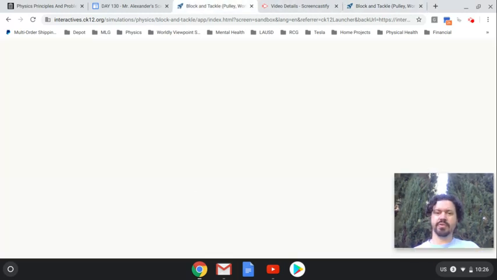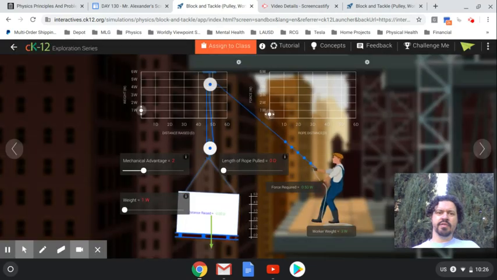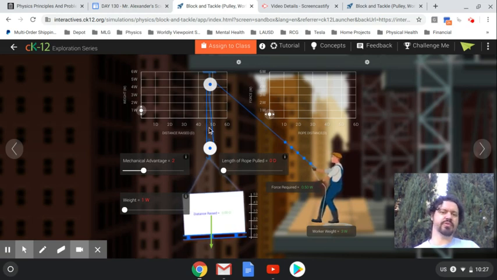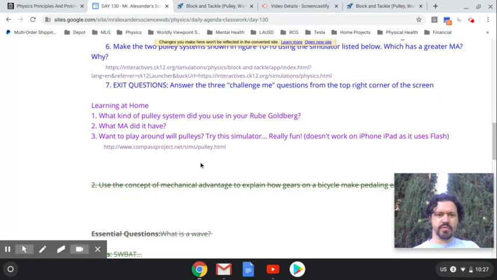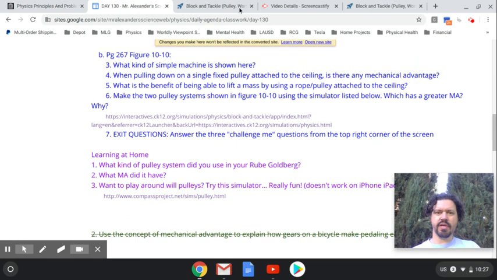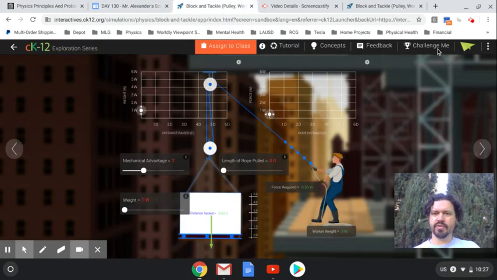Oh, we're going fast. Oh, wrong picture. So here, this has 2 ropes pulling on it, so they both share the load, which is why the force gets cut in half. What else? Okay, the challenge me questions. Let's see if we have time for those.